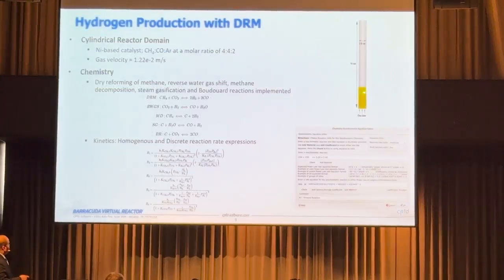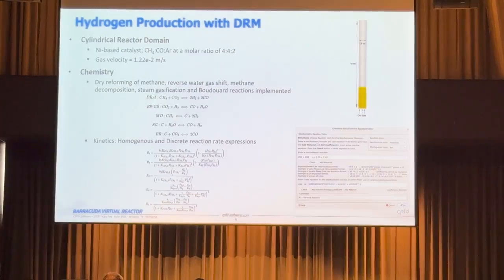Right, so a similar reactor, 30 centimeters in height, 2.8 centimeters diameter here. It's a nickel-based catalyst. The gas ratio coming in is methane, CO2, and argon, I think a 4:2 ratio on a molar basis. Again, if you look at the set of reactions, they are different in this case.